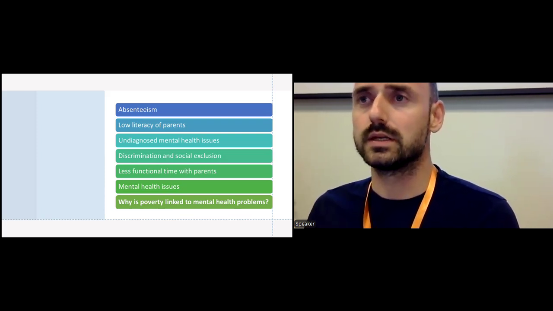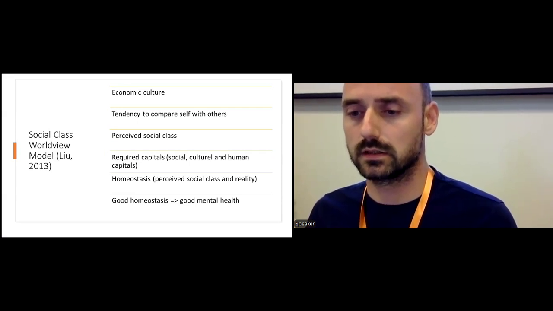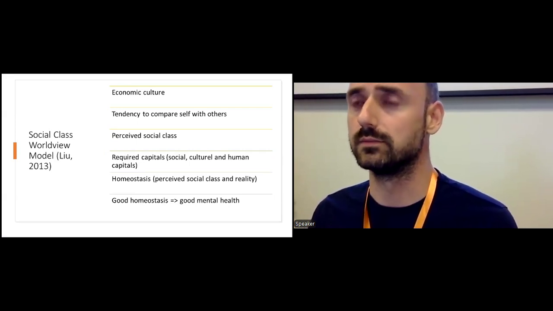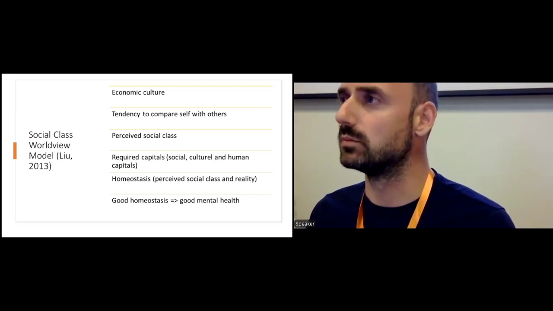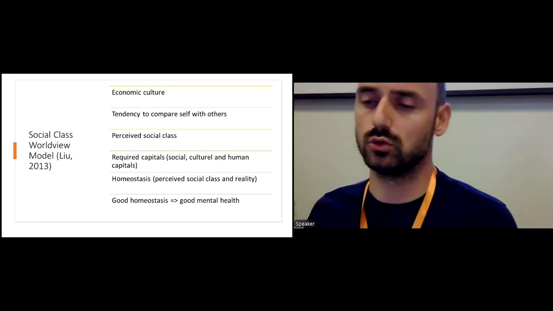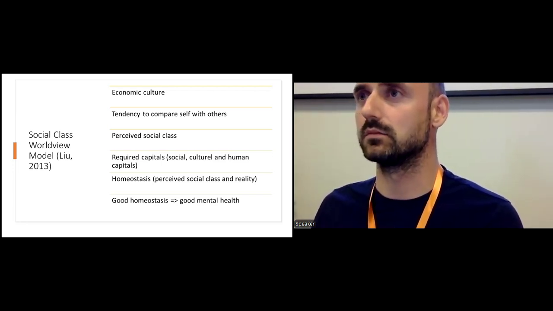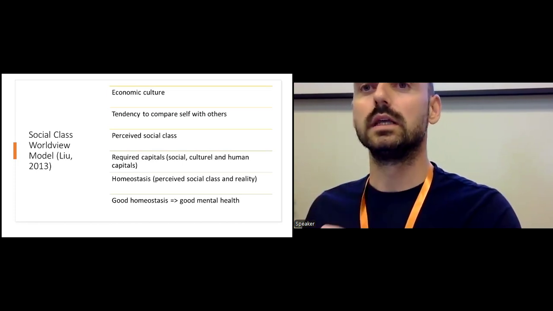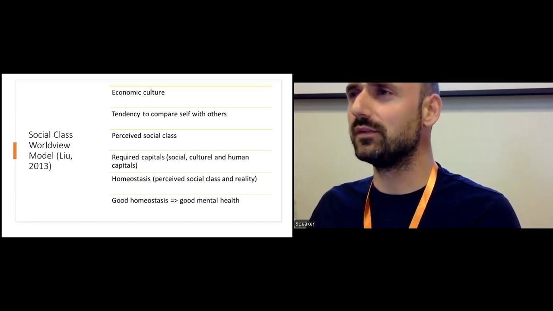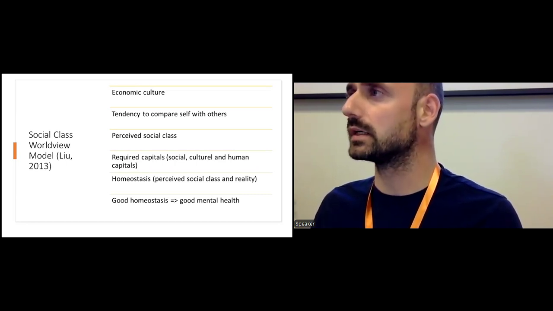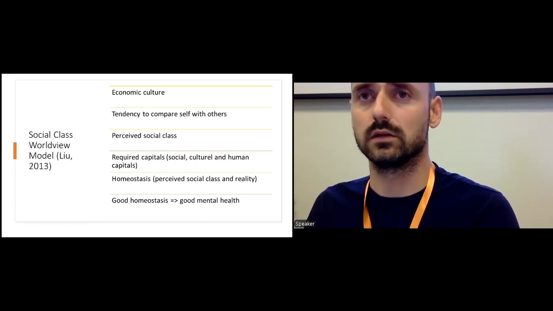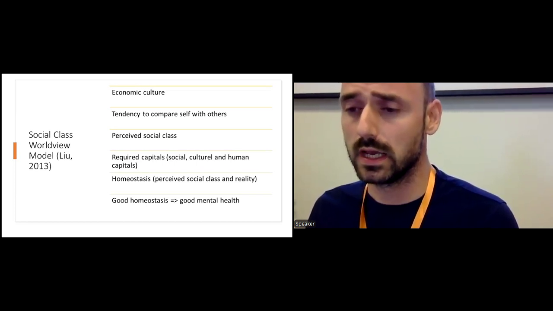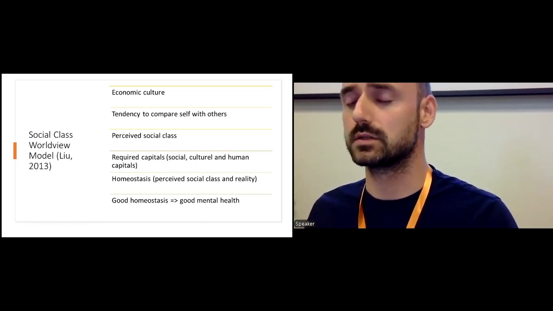The other answer is a specific model. It belongs to William Ming Liu, and it was conducted in 2013. I'm going to talk briefly about this model. It gives an answer to the link between mental health and being impoverished. This model claims that everybody lives in an economic culture. Even if we are not aware of this, we tend to evaluate ourselves by our financial resources, and we tend to compare ourselves with others.